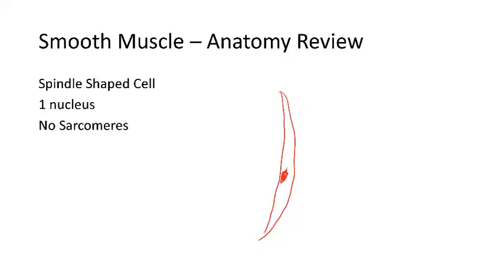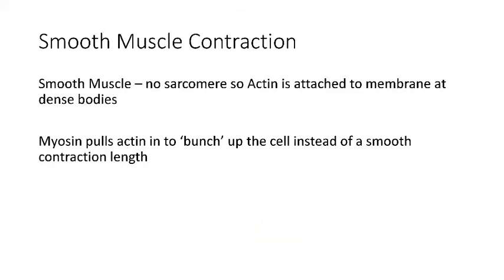Because there are no sarcomeres, we have to have a different arrangement of the actin and myosin. So what we see is that the actin is not attached to Z lines. It's attached to the membrane. It's something called a dense body. And when the myosin pulls on the actin to bunch it up, instead of having a nice end-to-end smooth contraction where we just shorten the cell, the muscle tends to bunch up kind of like a pillow that's all been squished towards the center, because we're going to pull the sides in as well.